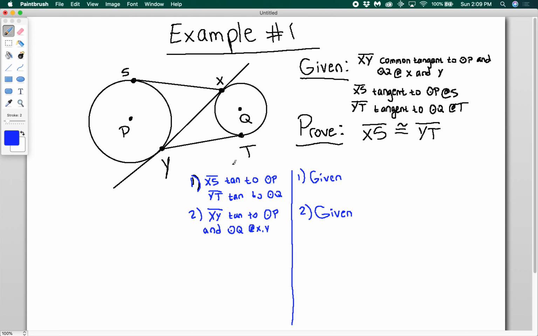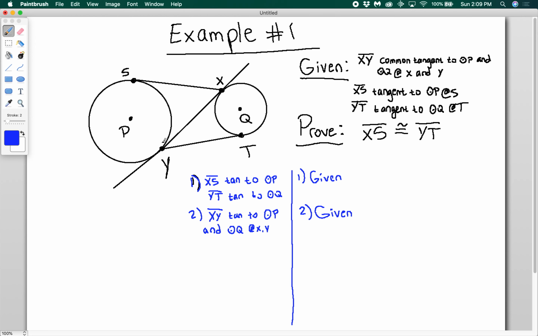So what if we look at segments XS and XY? Okay, so this segment and this segment here. I know here that XS is tangent to the circle. XY is also tangent to the circle P. Okay, so these two segments are both tangent to the circle, and they join at this point outside the circle. So they have to be congruent based on the two tangent theorem, right? So I can say this is congruent to this.